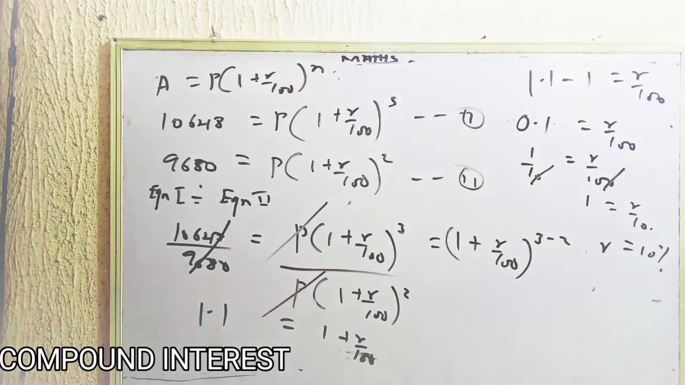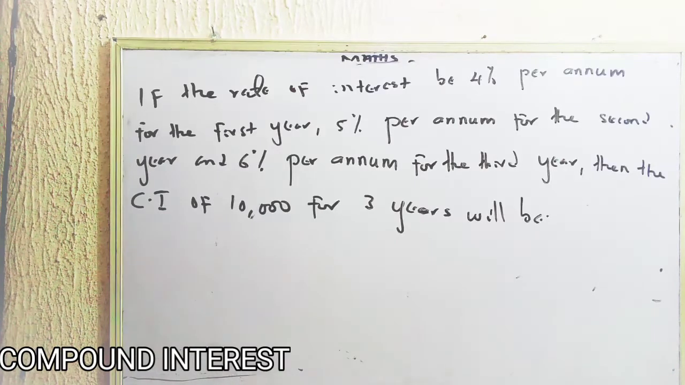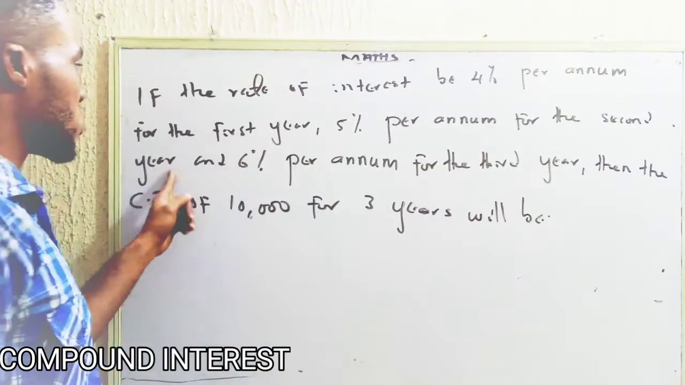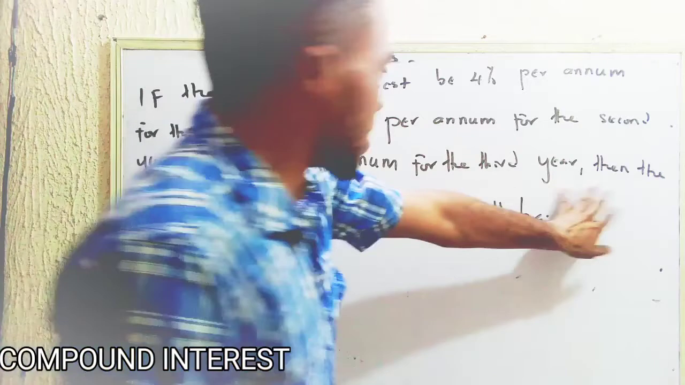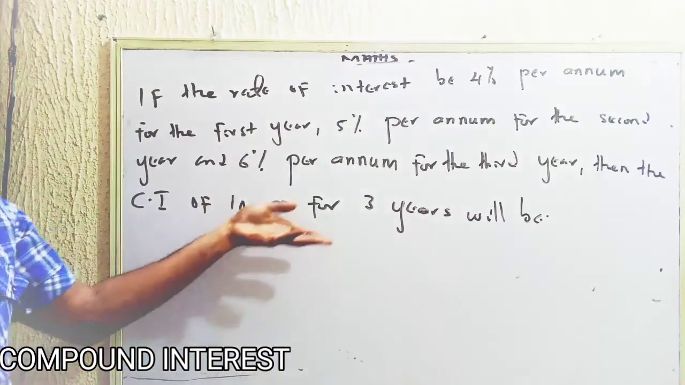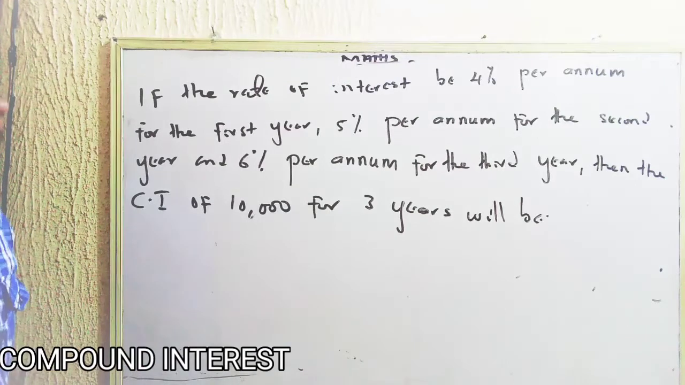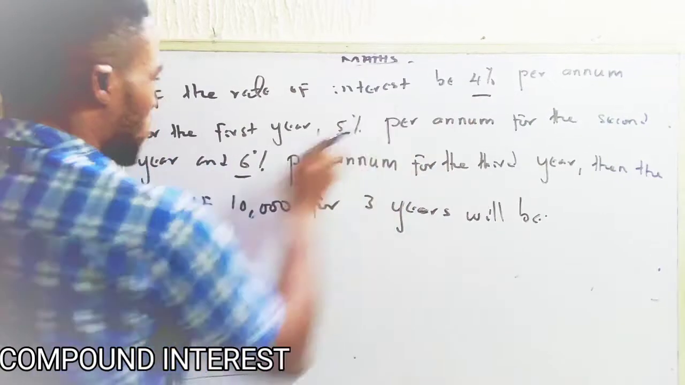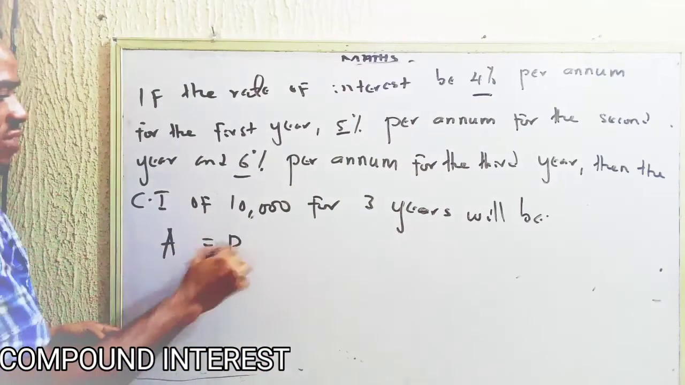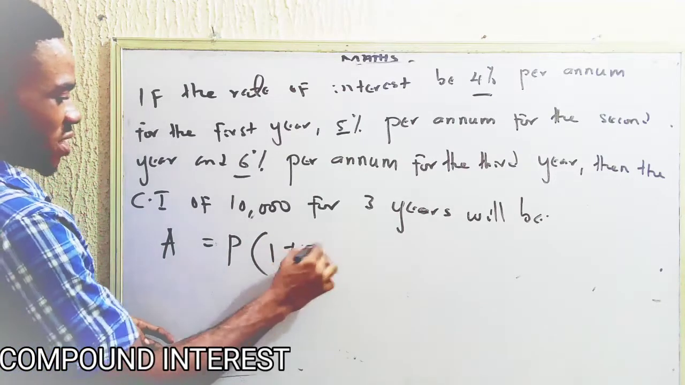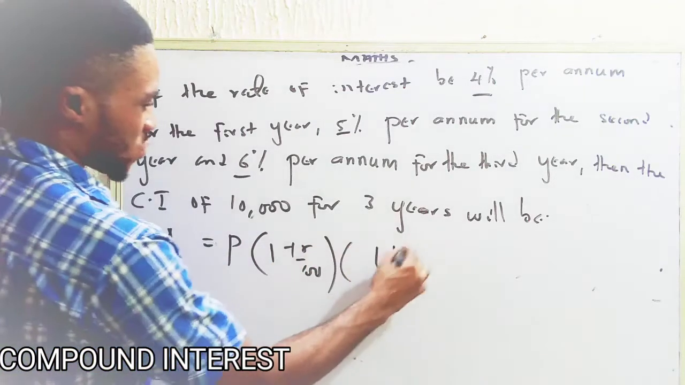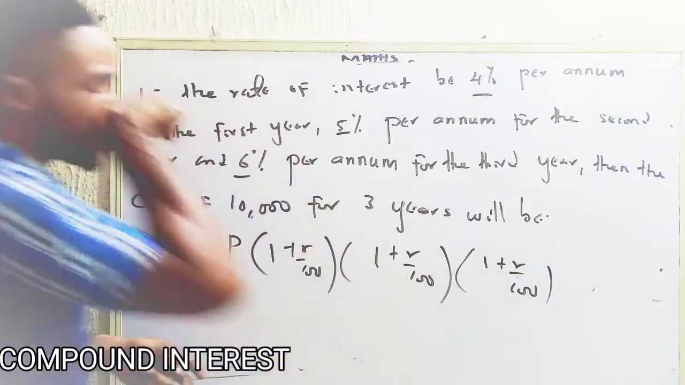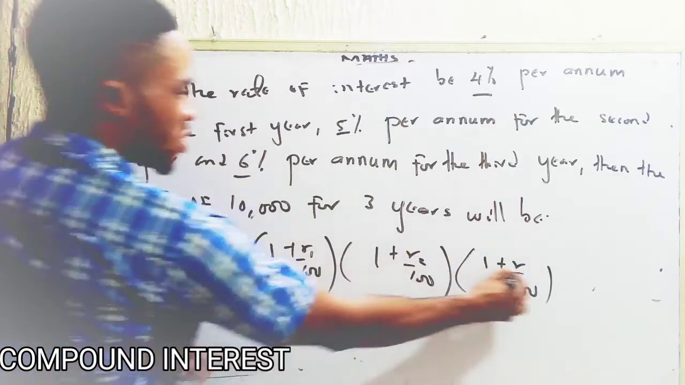So let's look at example 3. I have: if the rate of interest be 4% per annum for the first year, 5% per annum for the second year, and 6% per annum for the third year, then the compound interest for 10,000 for 3 years will be what? Now I have a case of multiple rates. This way, that's 1, 2, 3. Like what I wrote before, I will expand it to be in this manner: 1 plus r over 100 bracket, 1 plus r over 100 bracket, 1 plus r over 100. I'm writing it 3 times because I have 3 rates. That's rate 1, rate 2, and rate 3.